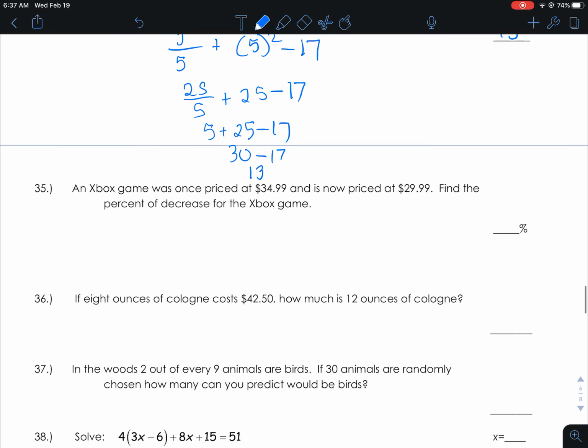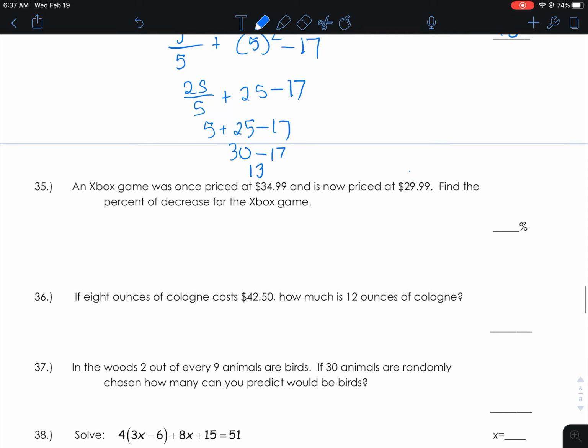Xbox game was $34.99. Now it's $29.99. So again, this is new and this is old. So it's new minus old over old times 100. So $29.99 minus $34.99 over $34.99 times 100. So if we subtract those two, it should be a negative number, because our price is going down. So it's -5.